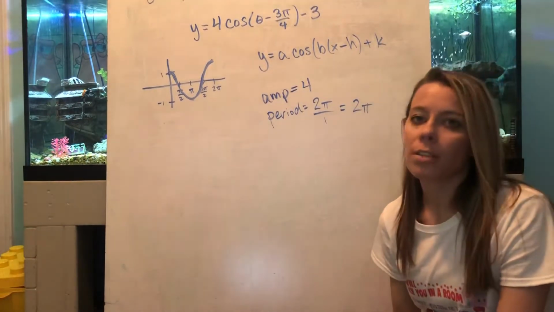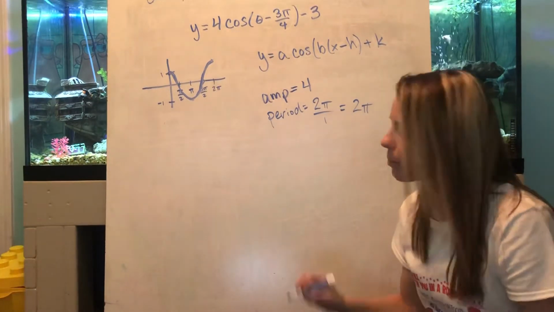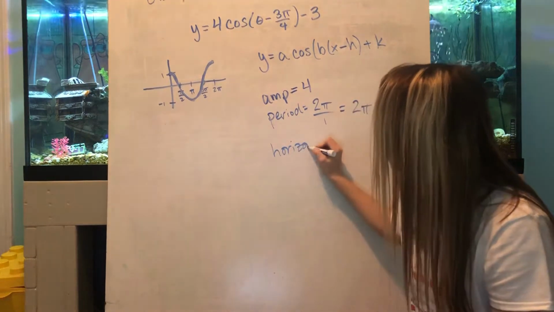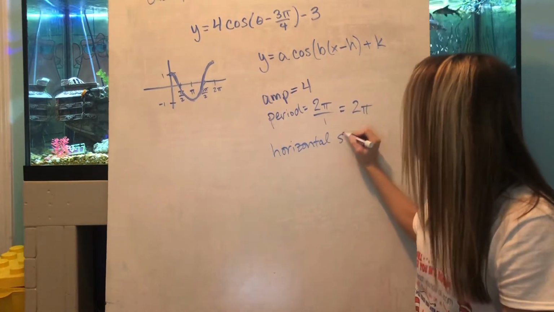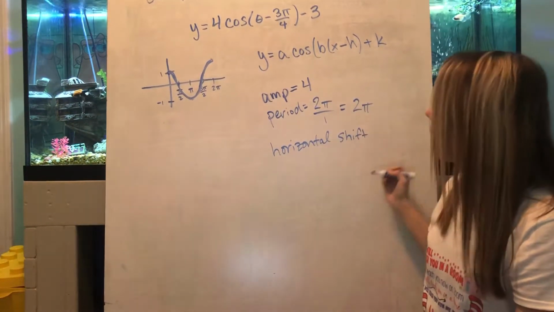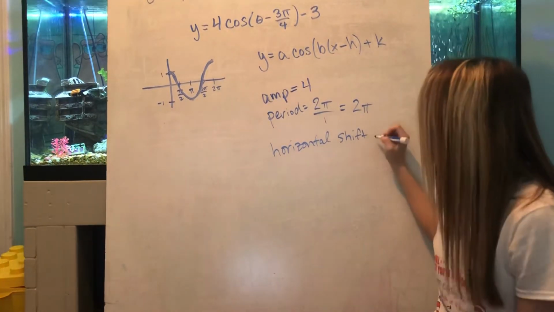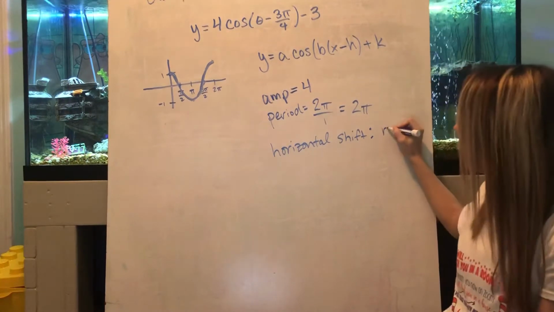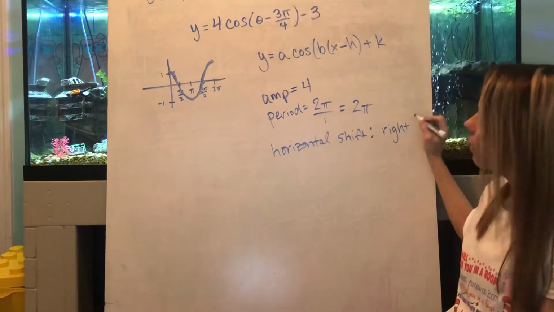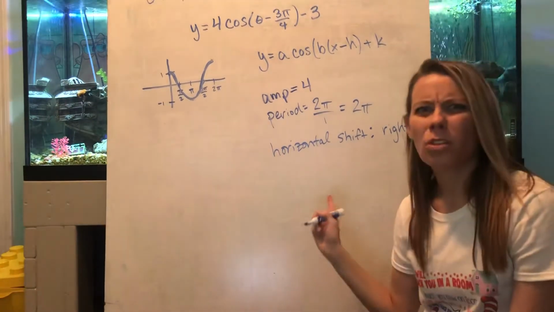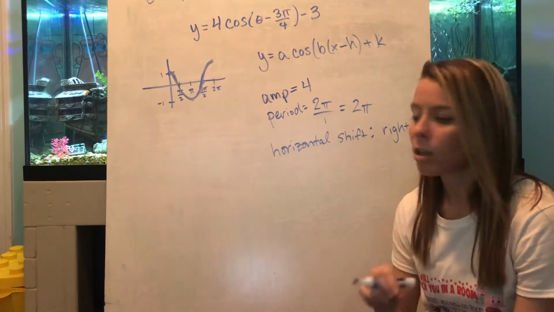Next we have a horizontal shift, the one that makes my hair turn gray. But this time we're going right, which is the way I tried to go last time. So we're going to go right 3 pi over 4. Don't forget, horizontal shift is sometimes known as the phase shift.